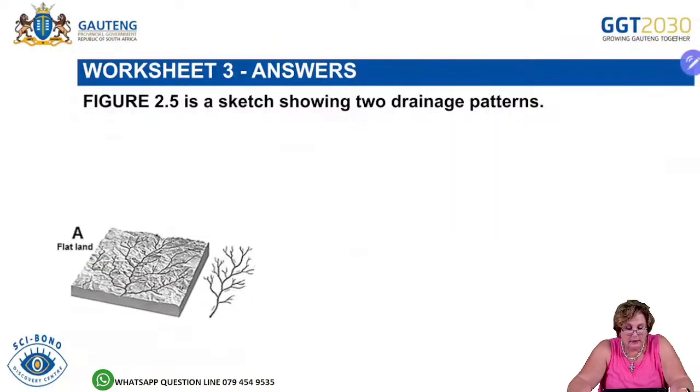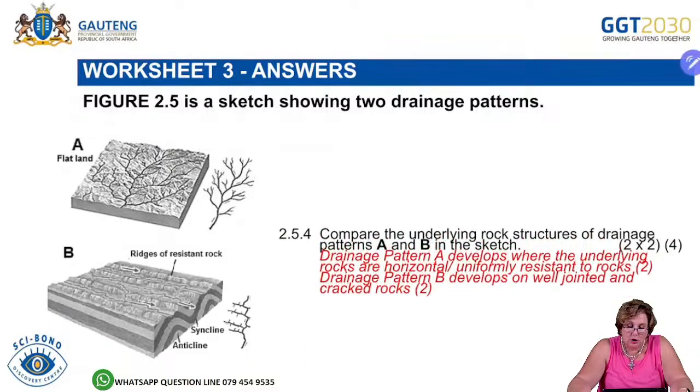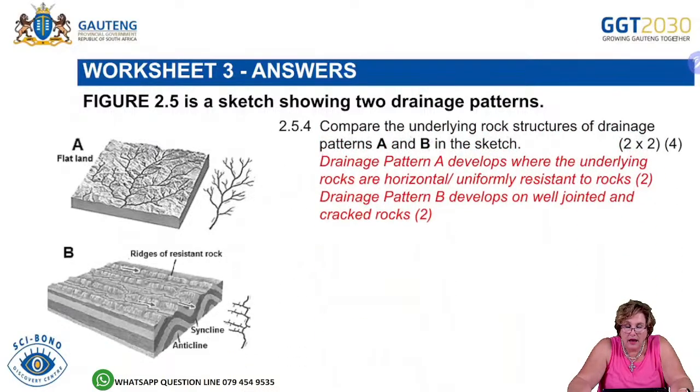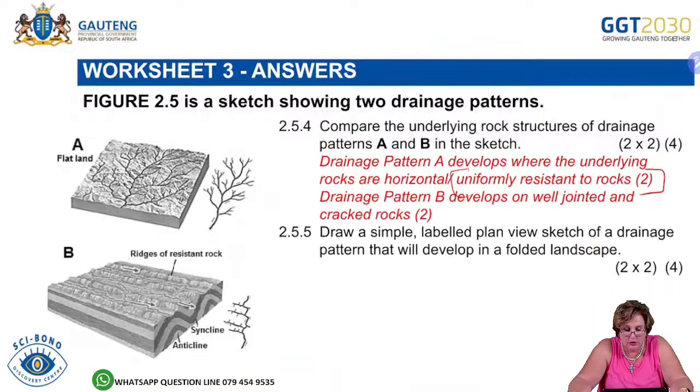Folding is that there can be faulting. Grade 10 work. Then we come to the question. Compare the underlying rock structure of drainage pattern A and B in the sketch. A develops where the underlying rocks are horizontal, or a very popular one is uniformly resistant rocks. Drainage pattern B develops on well-jointed and cracked rock.